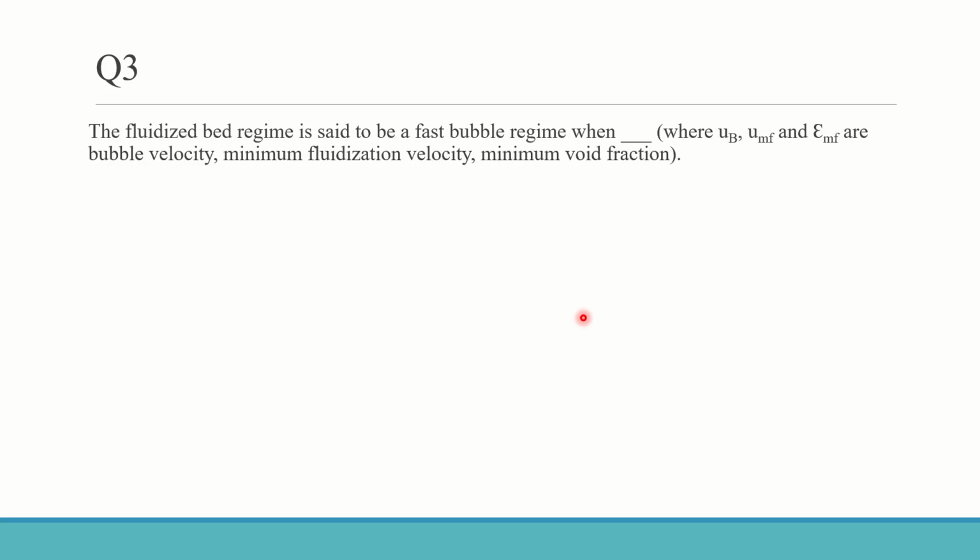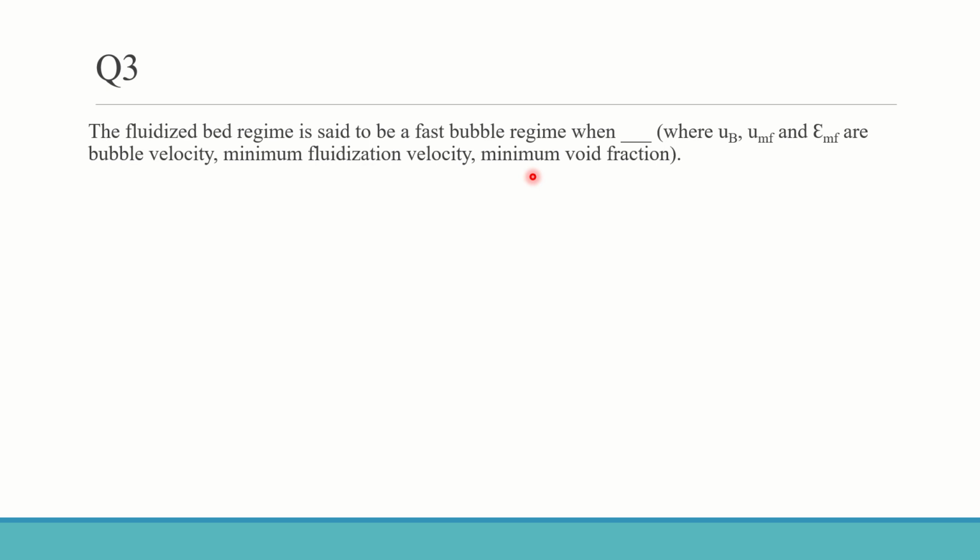In question 3 it is asked that the fluidized bed regime is said to be the fast bubble regime when dash, where UB, UMF and epsilon MF are the bubble velocity, minimum fluidization velocity and minimum void fraction. We generally say slow bubble regime or fast bubble regime. Before looking at the options, I want to see what slow bubbles and fast bubbles are. The name itself suggests that a slow bubble moves slowly, so the emulsion phase or gas phase surrounding it is moving comparatively faster.